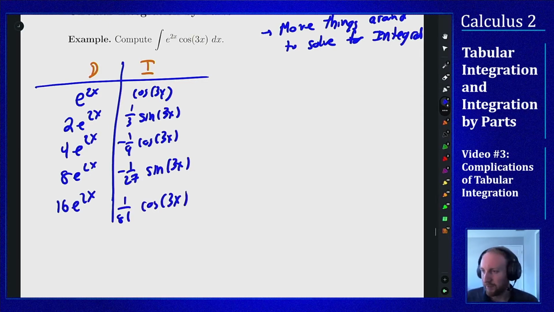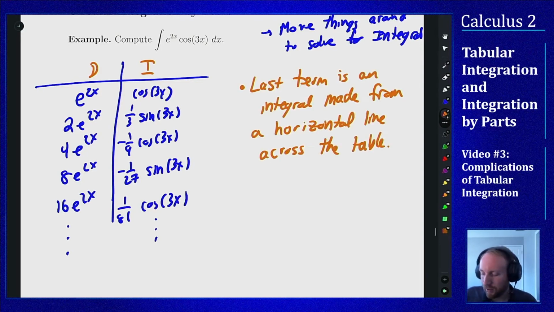Here's the problem with this setup. Neither side here ever stops. I can just keep differentiating and integrating over and over again, and I will never get to 0. This process never ends. So if I want to actually get to an answer here, I have to know where to stop to get something useful. And the main point here is that the last term is an integral built straight from a horizontal line across the table. So in order to solve this problem, I want to find a horizontal line that looks like my initial integral up to some constant. What do I mean by that?